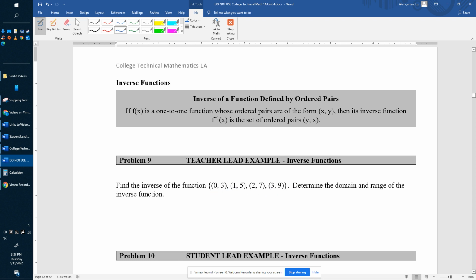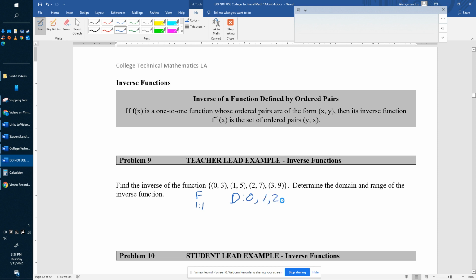So let's look at the domain and range. The domain is 0, 1, 2, 3, so it's a function. The range is 3, 5, 7, 9, all different numbers, so it is one-to-one. This is a quick way to say one-to-one. So the domain of this function, as it stands, is 0, 1, 2, 3, and the range is 3, 5, 7, 9.